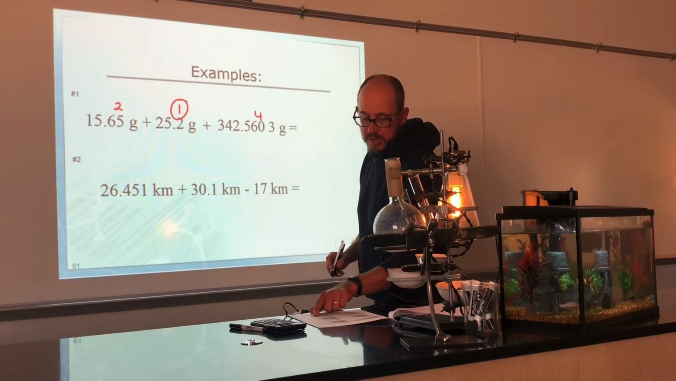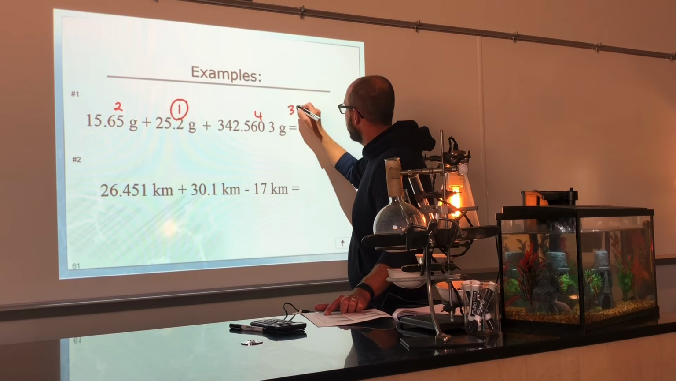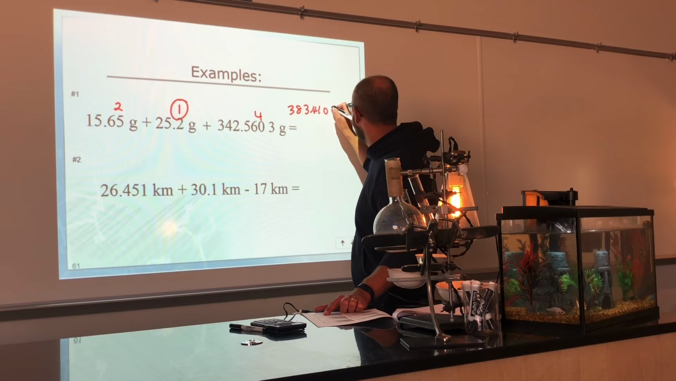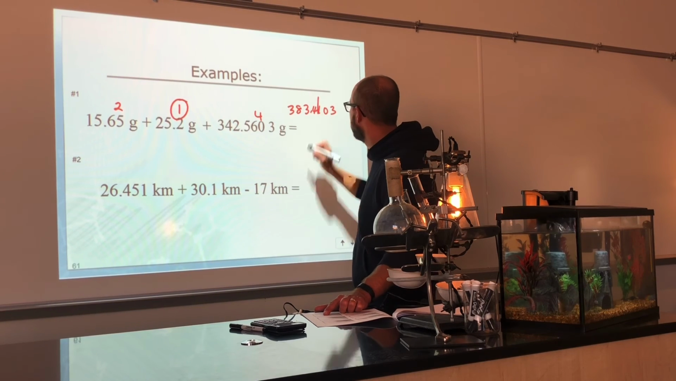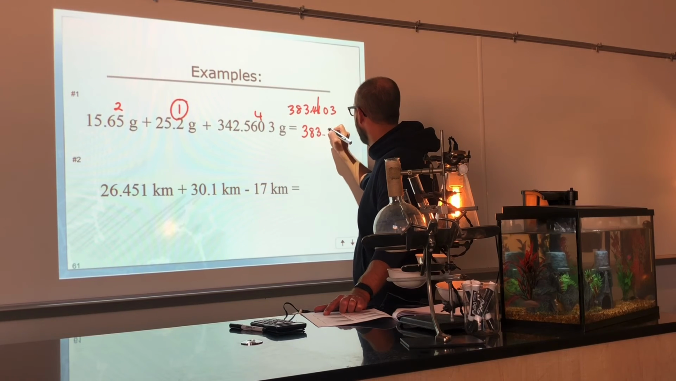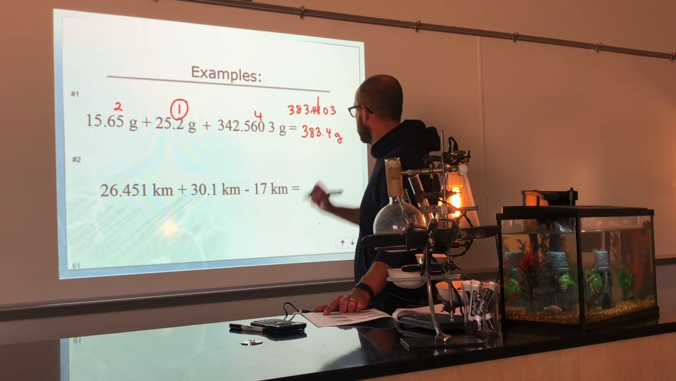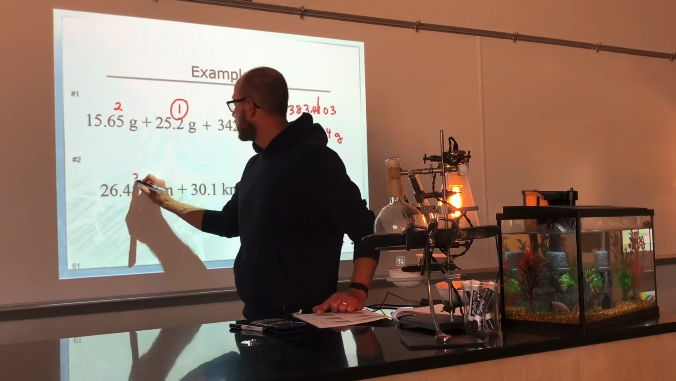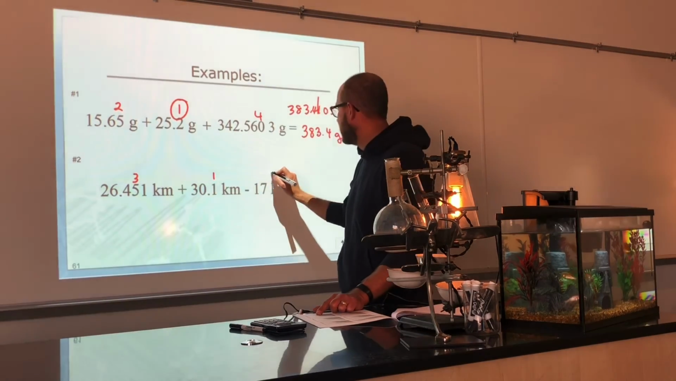And again, I've gone ahead and done this calculation. I got 383.4103, and I want only 1 decimal place. So I'll cut it off at 383.4 grams. In the next one, I have 3 decimal places, 1 decimal place, and 0.